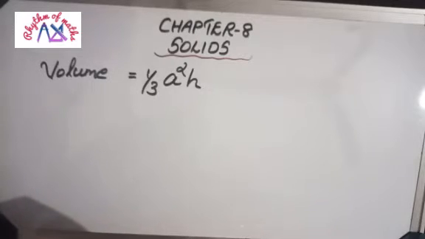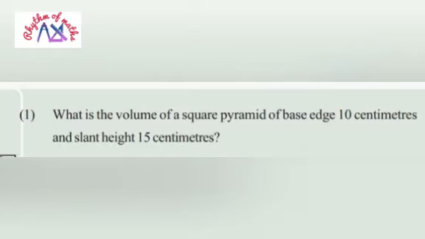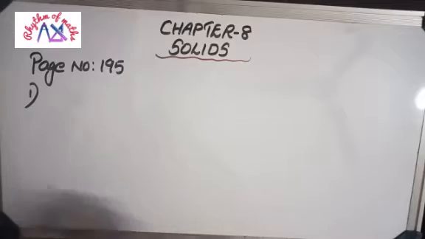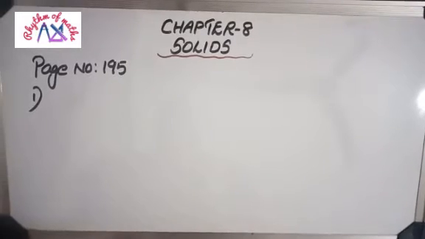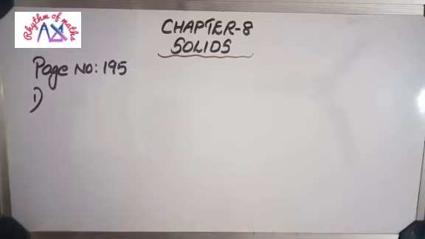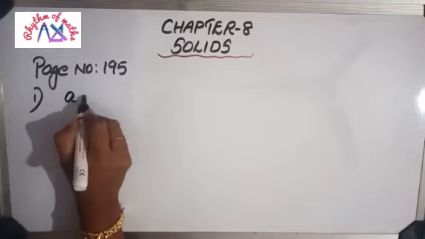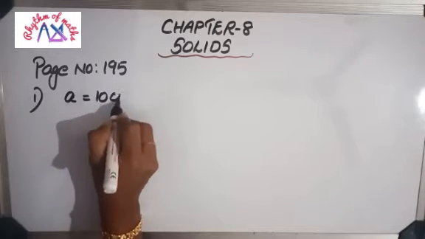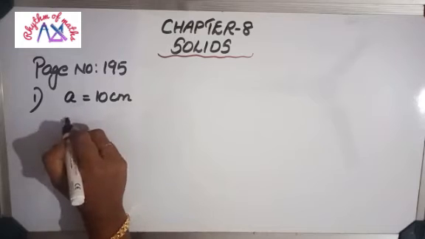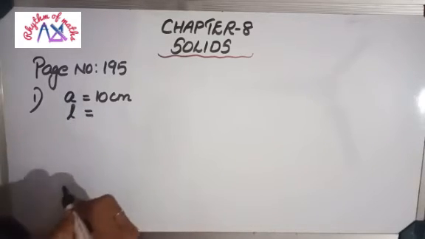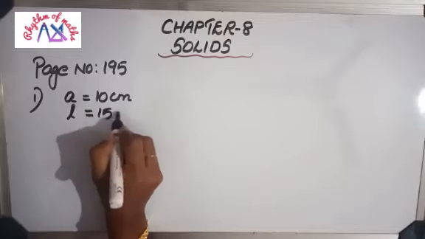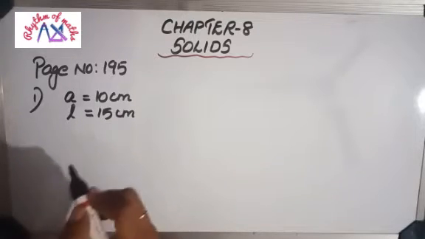Let's move on to problems from the textbook, page number 195 and 196. First question: what is the volume of a square pyramid of base edge 10 centimeter and slant height 15 centimeter? Here we have to find the volume of a square pyramid. Base edge a equal to 10 centimeter is given. Next, the slant height of the pyramid, L, is given as 15 centimeter.